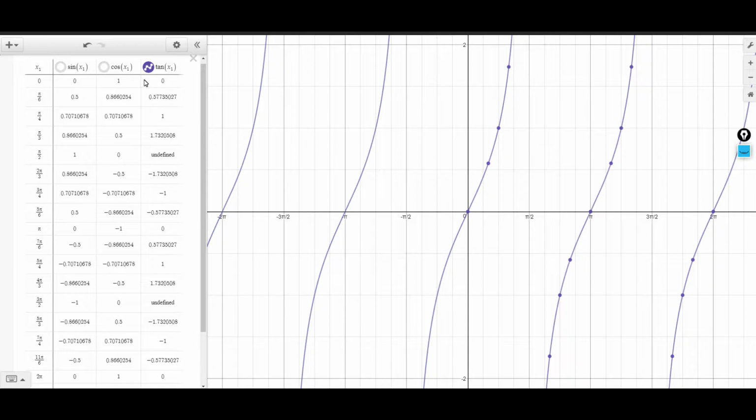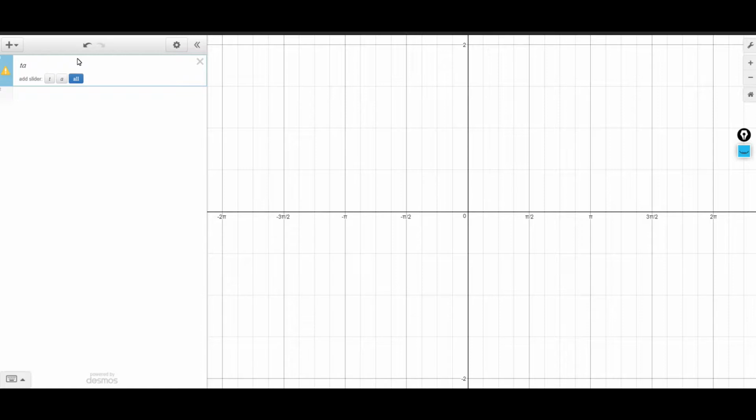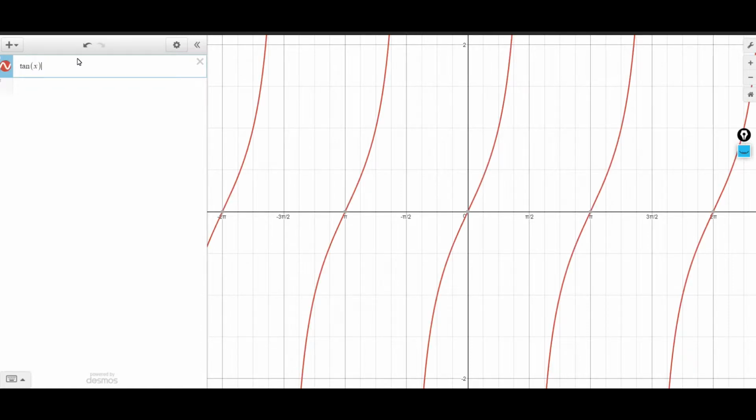So let's talk about our domain of tangent. Let me clear this. Let's just put tangent of x. So there's our graph. And let's say I wanted to do an equation, x equals pi over 2.